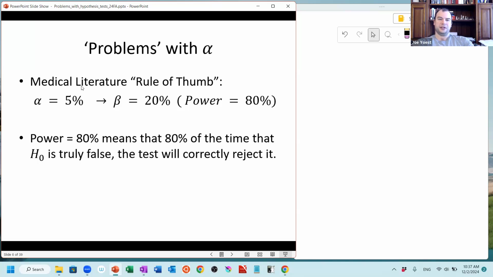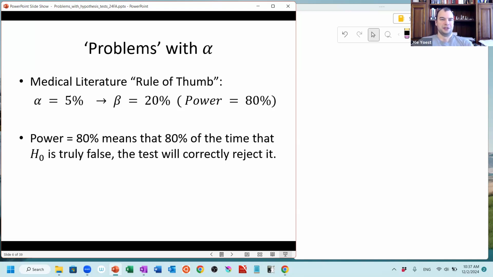As a side note, a medical literature rule of thumb is that alpha equals 5% gives a beta of 20% or a power of about 80%. So a power of 80% means that 80% of the time the null is truly false, the test will correctly reject it. Now, of course, when we're discussing power, that's also going to depend on things like effect size and sample size and so on.